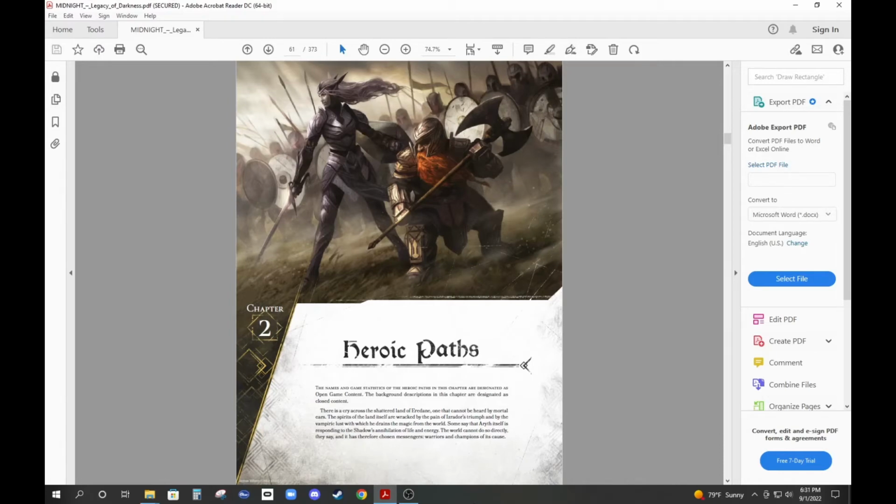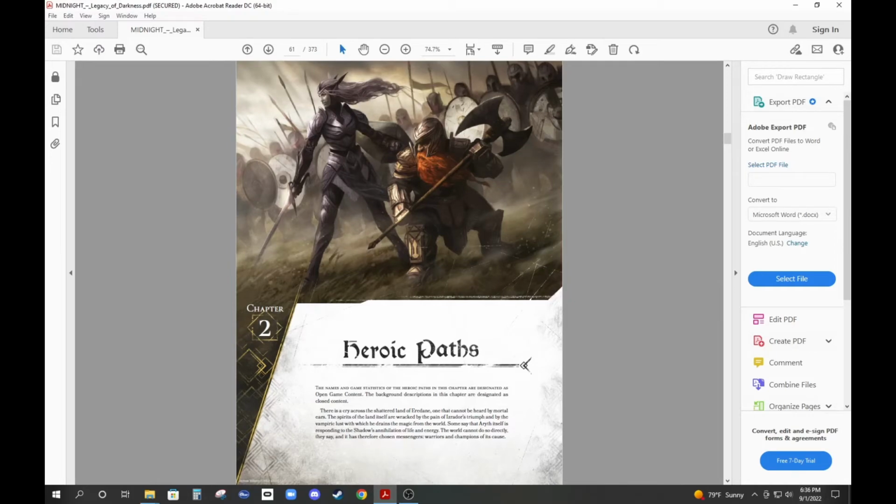Now, you don't have to use this system. It's not required when playing this game, but I honestly think that this is where the game shines. So if I were going to be playing or running this game, I would probably ask my players to really lean into utilizing this system here in Chapter 2, because I think it's kind of the heart of this game. So with that, we're going to dive into Chapter 2, and we're going to talk about each of these different options that you will have as a player in Midnight Legacy of Darkness.